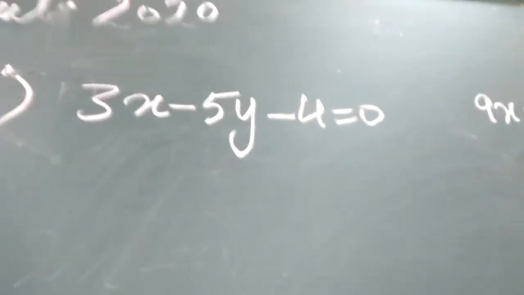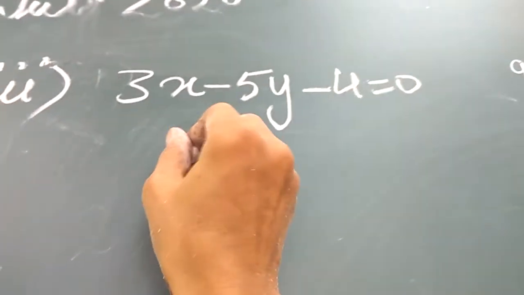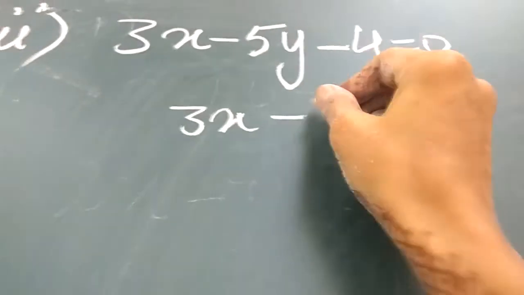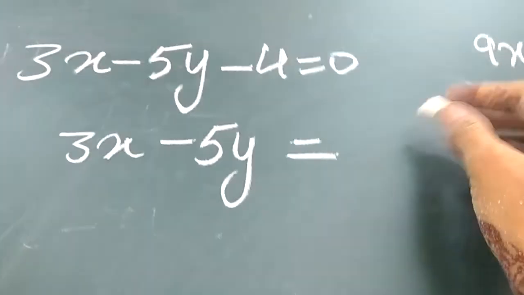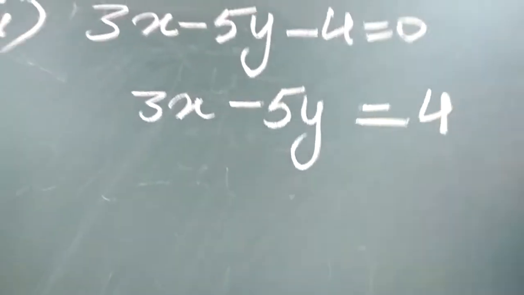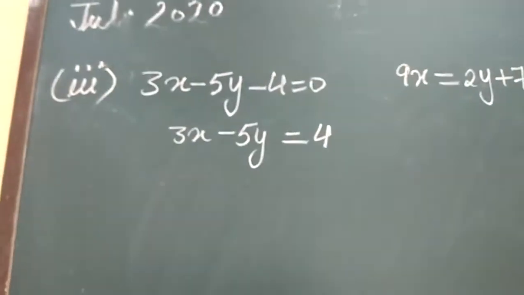What do we get? We'll get 3x minus 5y is equal to minus 4. When it goes to the right hand side, it will become plus 4. Now it is written in standard form.